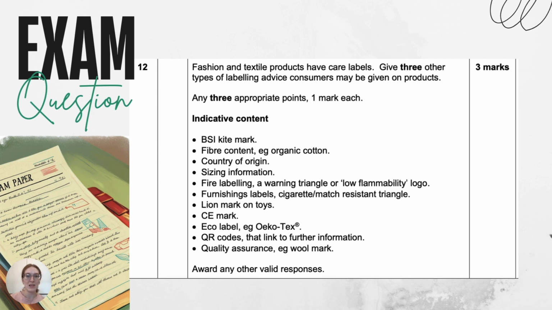So you can have any of these from the list: BSI kite mark, fibre content, country of origin, sizing information, fire labeling, furnishings labels, maybe with the cigarette or match resistant triangle, lion mark on toys, CE mark, eco label, QR codes that link to further information, quality assurance like the wool mark.